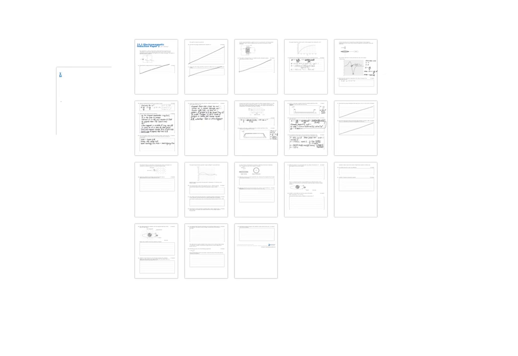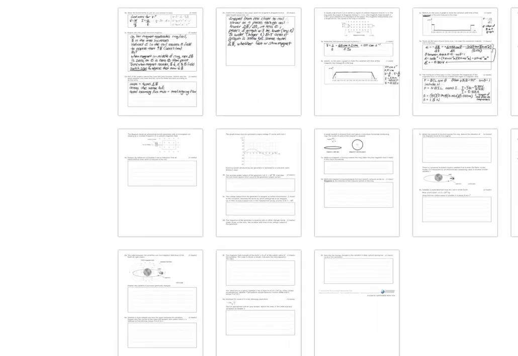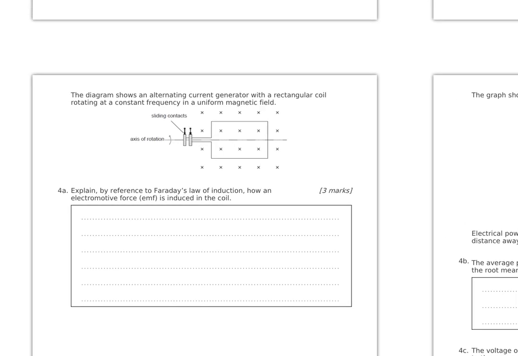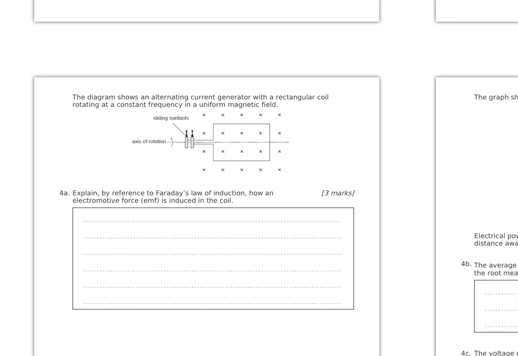All right, we still have some more to do. Now let's keep going. So we have number 4, and we have a coil that is rotating in a magnetic field that is going into the page, and it wants to know how is an EMF induced in the coil for 4A. Okay, so 4A wants to know, why is there an EMF induced in the coil? So let's take a look at EMF.